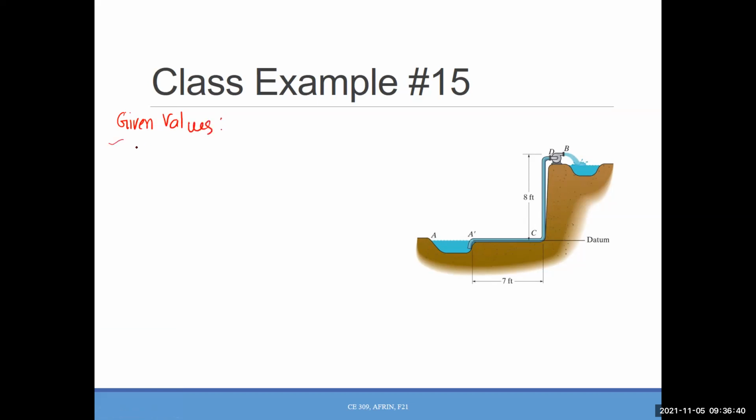Okay, given values and find. So what is the very first given value for this problem? It says that Q at B is 2 feet cubed per second, but you can see there is no other outlet. There is just one inlet, one outlet. So from mass conservation, we know that this will be Q for the whole system, at any point, right?